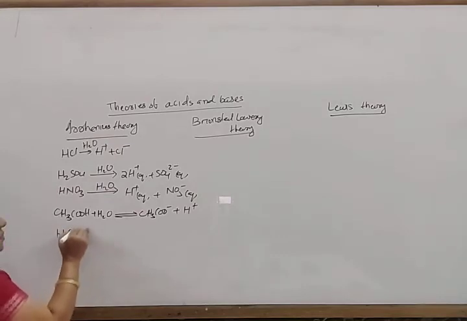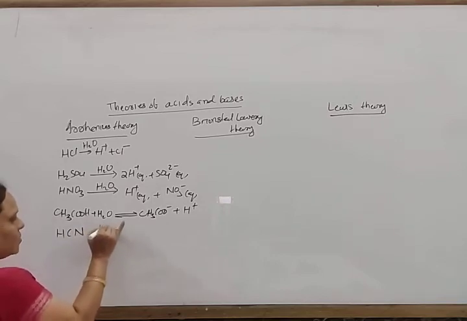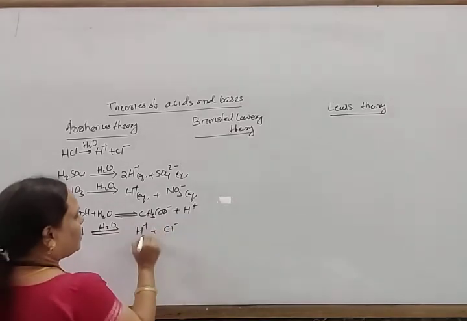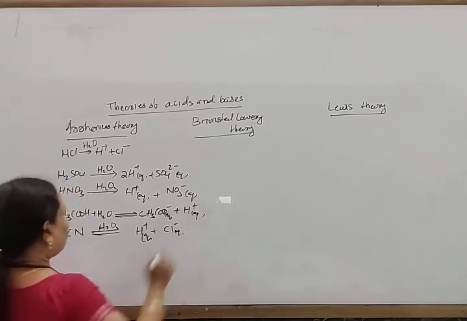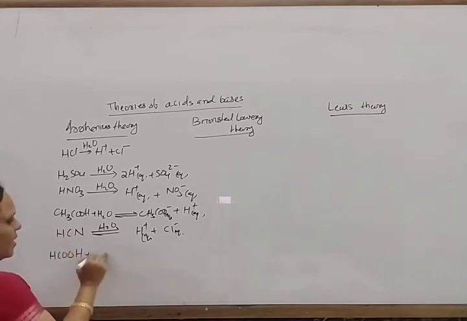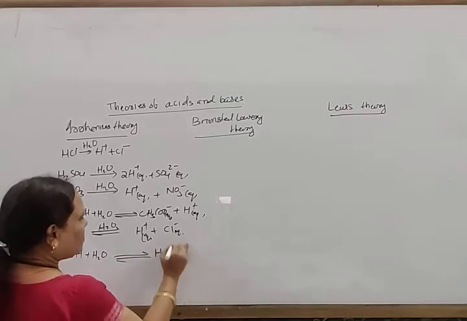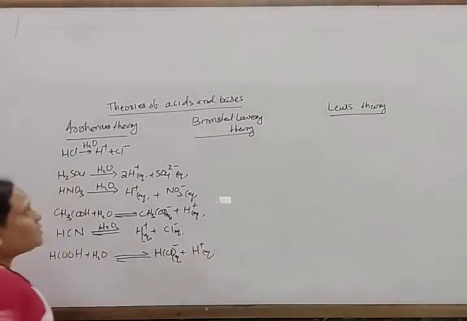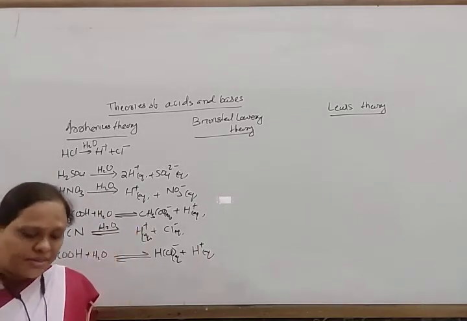Similarly, another example: hydrogen cyanide, when treated with water, is also weak and gives H plus plus CN minus, all in aqueous condition. Similarly, if we take formic acid and water, it also gives HCOO minus aqueous plus H plus aqueous. So these are known as Arrhenius acids, which give H plus ions.